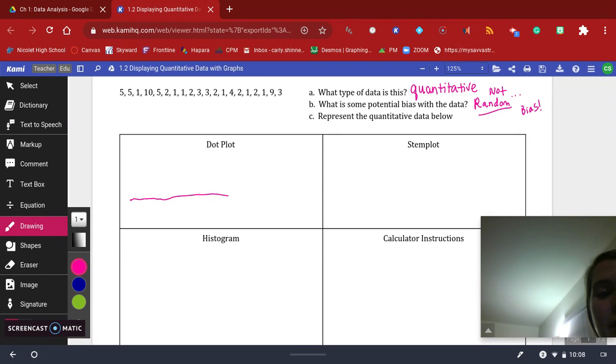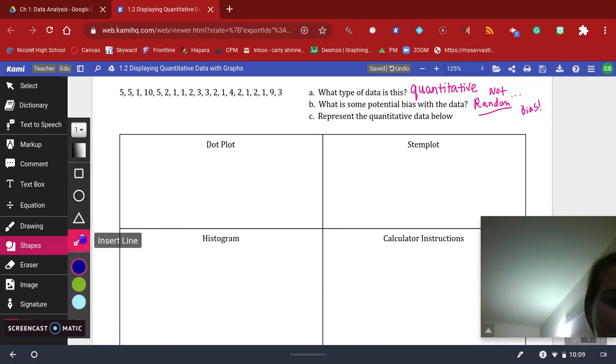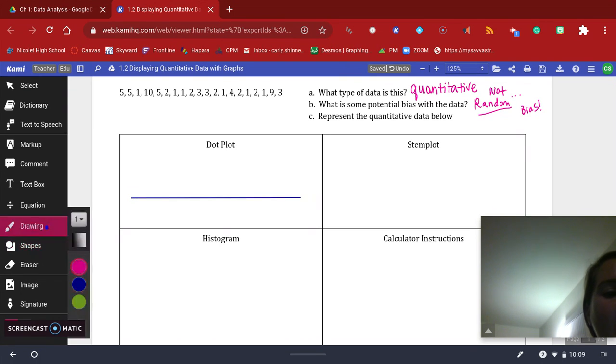A dot plot, oh my goodness. You would think I'd be great at this by now, but I'm not super awesome at my Chromebook yet. Okay, so I'm going to use the shape tool here. So a dot plot is just what it sounds like. We're going to plot some dots that represent the numerical data. So I'm going to start at 0, even though it doesn't look like there's any zeros. And I'm just going to count by ones.